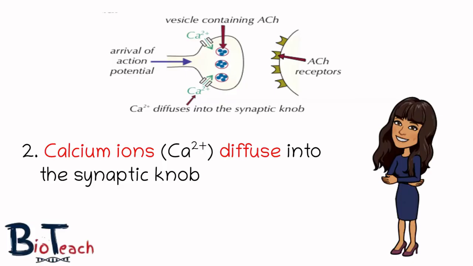Now, calcium ions will basically diffuse into the synaptic knob. Because these gated ion channels are open, they move into the presynaptic knob. These will be pumped back out later once the action potential has finished, and they're pumped back out via active transport.